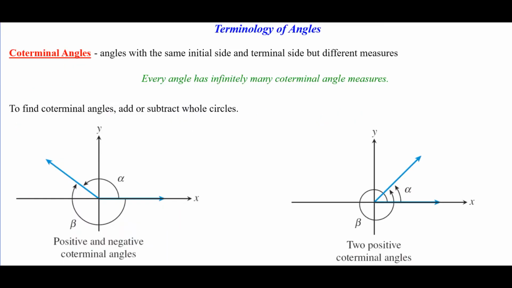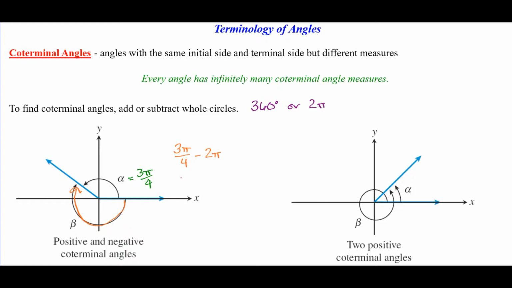So coming back here, to find coterminal angles, we're going to add or subtract whole circles. Remember, if you're working in degrees, that's 360 degrees, or if you're working in radians, that's 2 pi. So let's say on this example that we have here, alpha is 3 pi over 4, and I want to find the negative rotation that is equivalent to that. So here we're going to go 3 pi over 4, and we're going to subtract a whole circle, which is 2 pi.